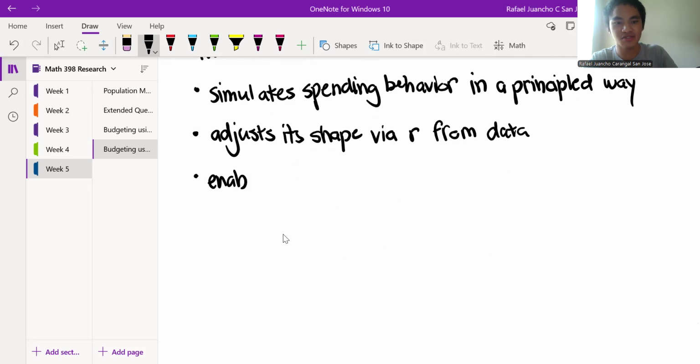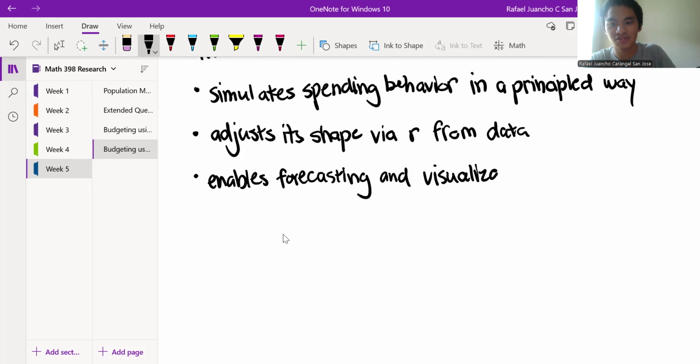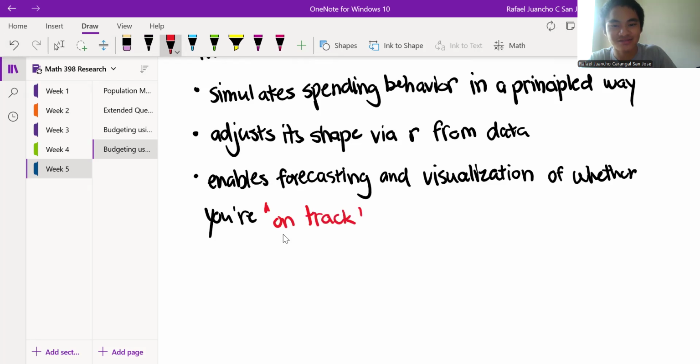Then here, I think the most important part is it enables forecasting as well as visualization to help us determine if we're on track to fully use funds by the deadline.